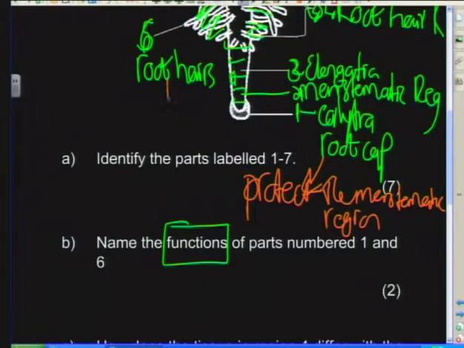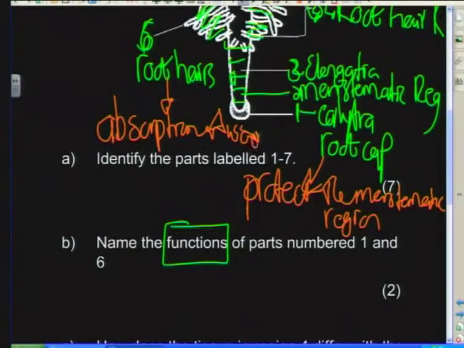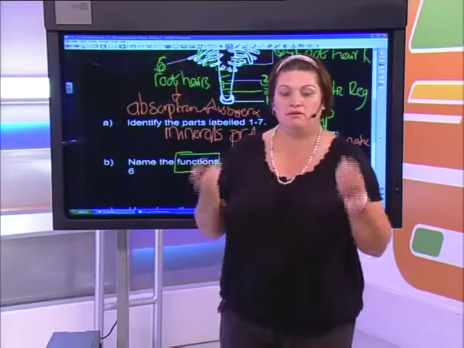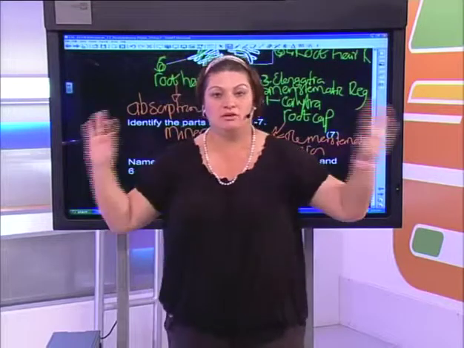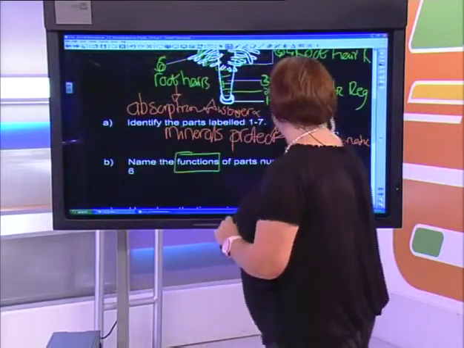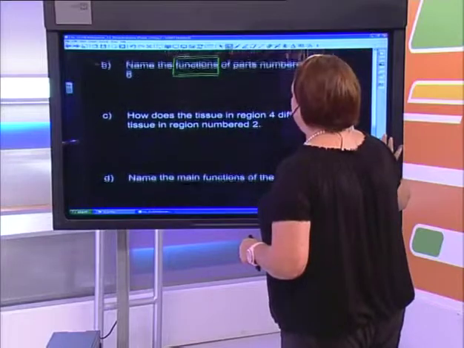What is number 6? They are the root hairs. What is their function? Absorption of water. Okay, I need to write slower. Water and minerals. Remember, with the water comes minerals. So there we go. Remember what the functions were? Anchorage and absorption. Now we go into number C.